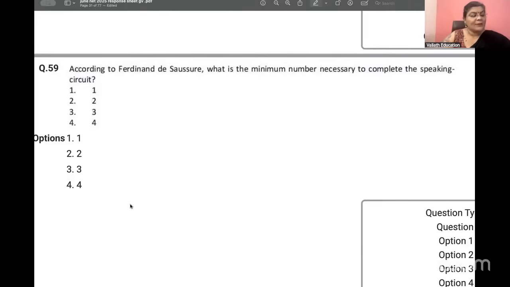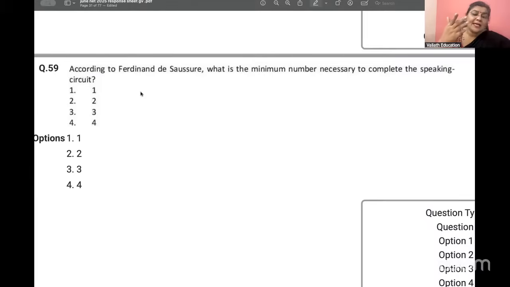Okay, now question number 59. According to Ferdinand de Saussure, what is the minimum number necessary to complete the speaking circuit? Even if you don't know Saussurean linguistics that much, minimum number to do speaking circuit. So that means sender, receiver. How many people should be there to do this? Think like a child. Think with your existing knowledge. Don't overthink in the exam hall. It is two. Speaker should be there, listener should be there, sender, receiver. It is two. Do not overthink.